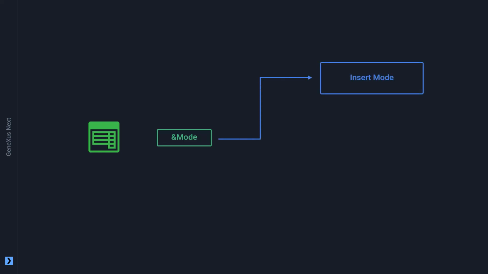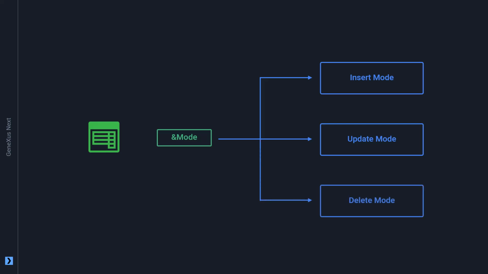Transactions internally keep track of the operation mode they are in at runtime. That is, if they are in insert mode because the instance of the information being handled is about to be inserted. If they are in update mode because the data of the instance being handled is about to be updated. Or if they are in delete mode because the instance is about to be deleted.